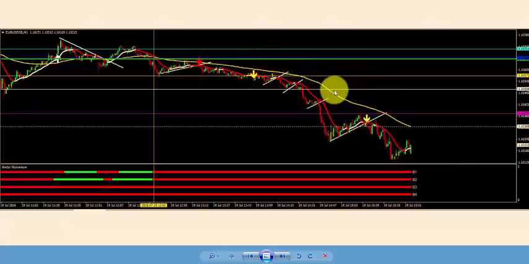Whenever you have got the angle and separation between the pivots and the trigger line, it is really telling you that the momentum is in your favor. You really don't want to get out of this trade.